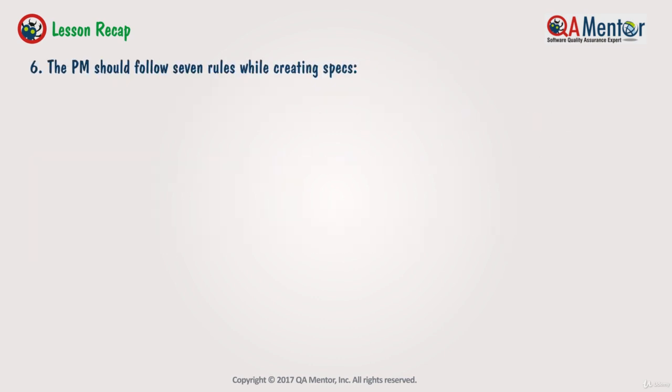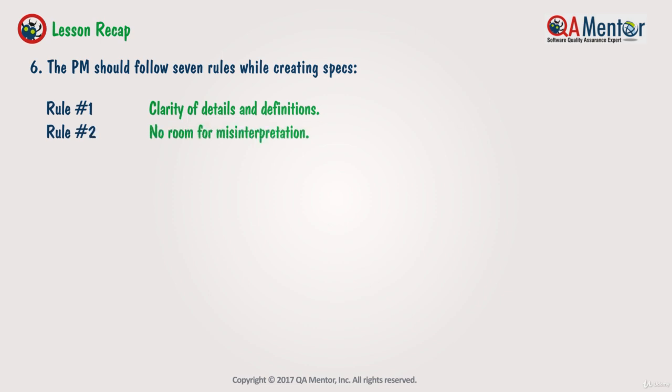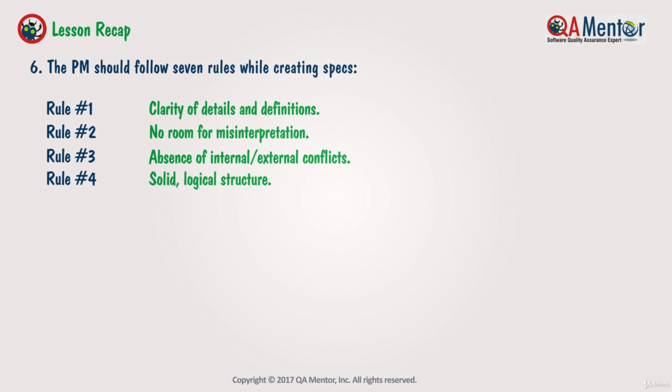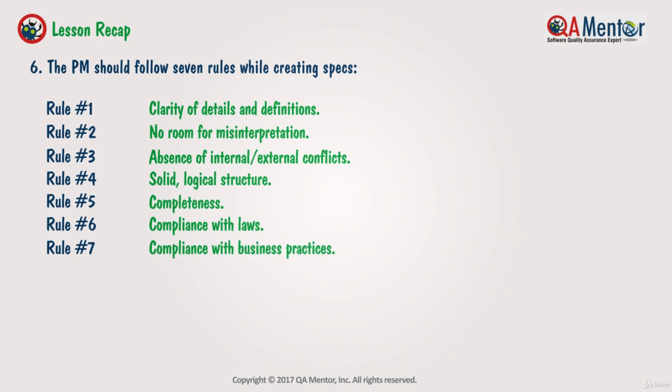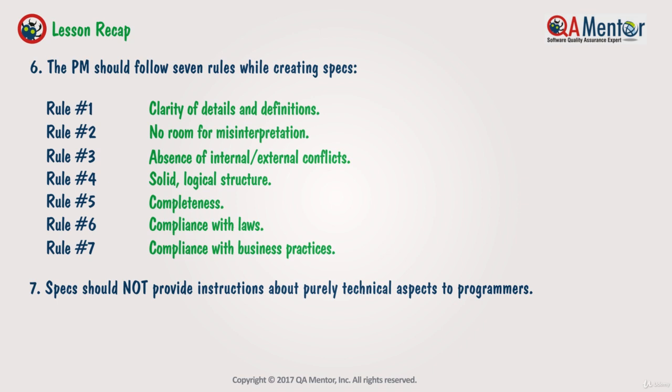6, the PM should follow 7 rules while creating specs. Rule 1, clarity of details and definitions. Rule 2, no room for misinterpretation. Rule 3, absence of internal or external conflicts. Rule 4, solid logical structure. Rule 5, completeness. Rule 6, compliance with laws. Rule 7, compliance with business practices. 7, specs should not provide instructions about purely technical aspects to programmers.